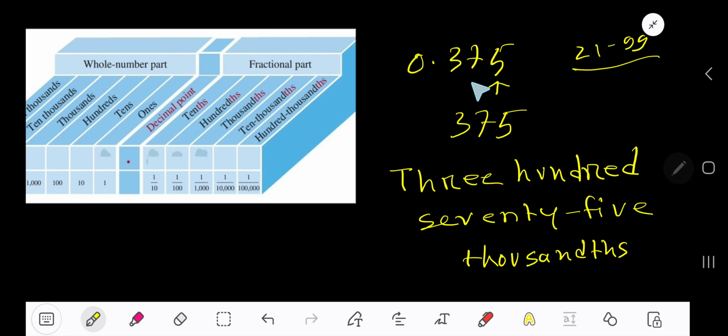So 0.375 in words is called 375 thousandths.